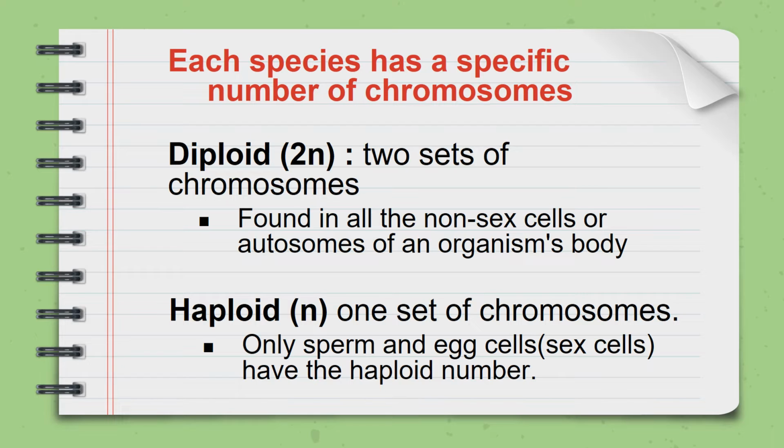The two sets of chromosomes is what we call the diploid, which is found in all the non-sex cells or autosomes of an organism's body. And the other one is the haploid, which is one set of chromosomes. Only the sperm and egg cells have the haploid number.